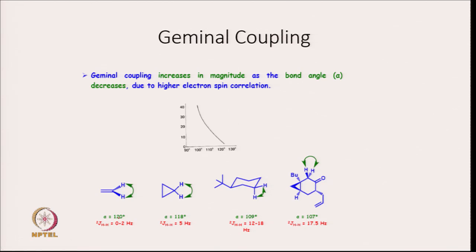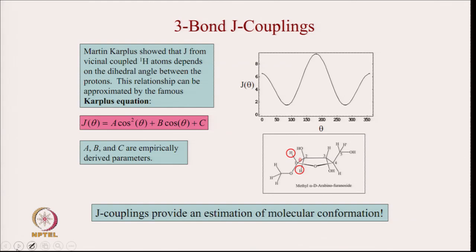So, if alpha is 120 degrees, then it is 0 to 2 hertz. If it is 118 degrees, then coupling increases to 5 hertz. If it is 109 degrees, then coupling is 12 to 18 hertz. If the angle is 107 degrees, the coupling is 17.5 hertz.